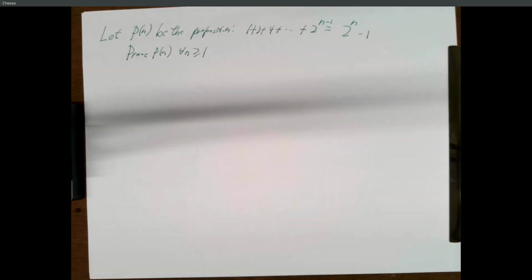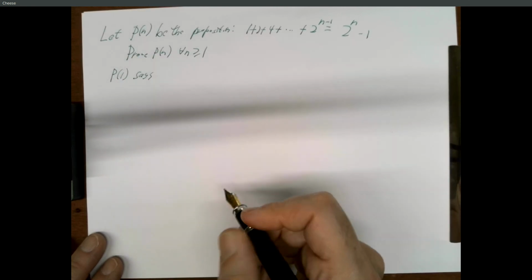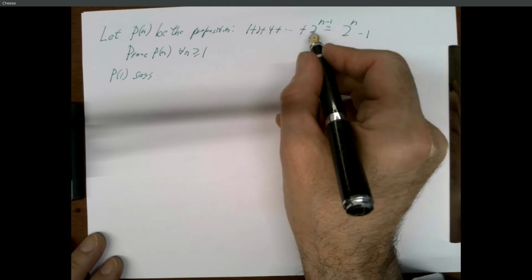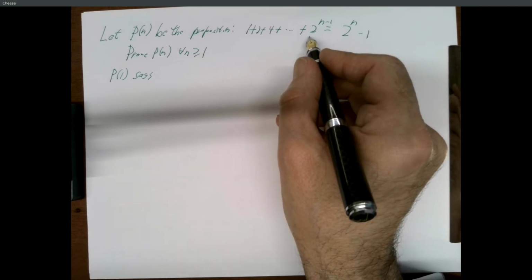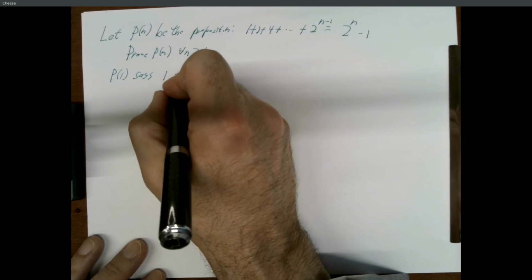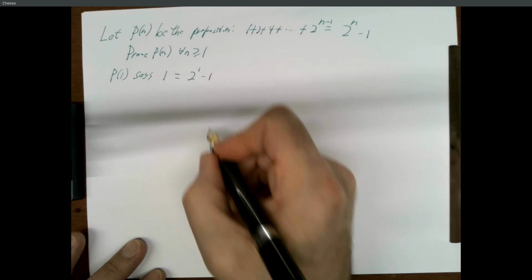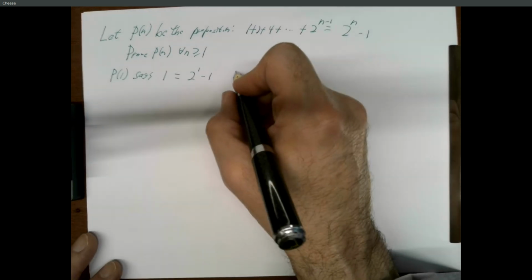Let's prove it for n bigger than or equal to 1. Well, P of 1 says if n is equal to 1, this should be 1 plus 2 plus 4 up to 2 to the 0. 2 to the 0 is what? 1. So this just says 1 is equal to 2 to the 1 minus 1. And 1 is equal to 2 minus 1, so this is true.